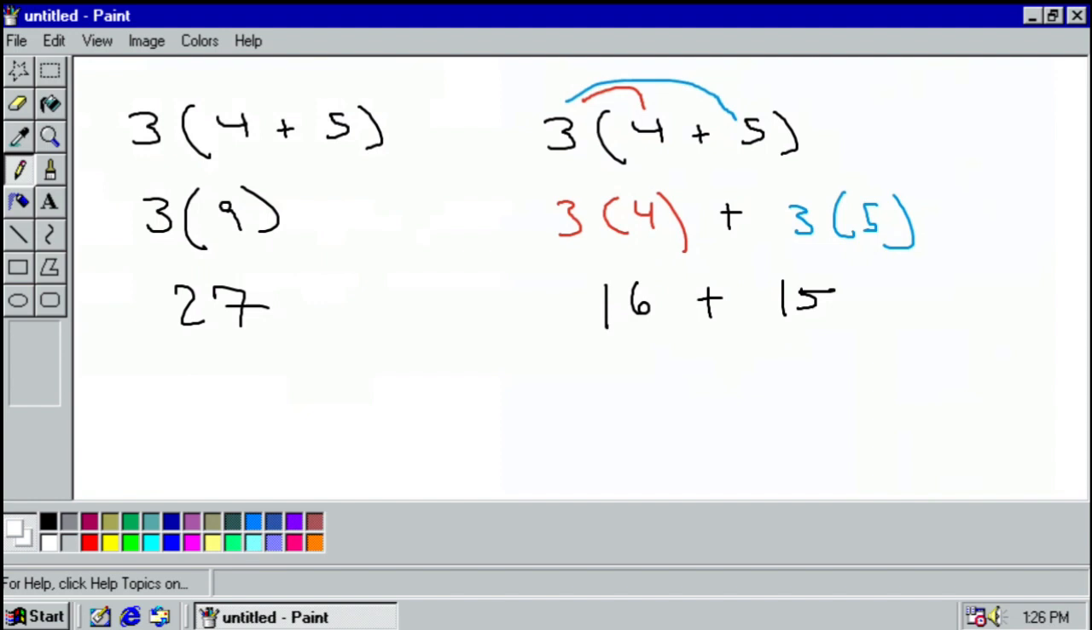3 times 4 is 12. Sorry, it's 12, I did it wrong. So 12 plus 15 is 27. So as you can see, both of them are the same.